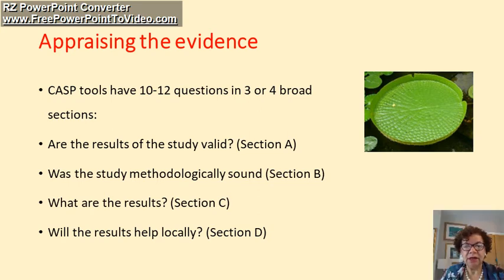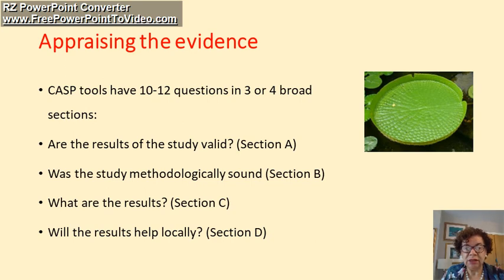CASP tools have 10 to 12 questions depending on the study type, and these are in 3 or 4 broad sections. Section A questions are determining whether the results of the study are valid. Section B seeks to identify whether the study is methodologically sound. Section C assesses the results of the study, while Section D assesses the question, will the results help you locally in your country, area of study, patient base?